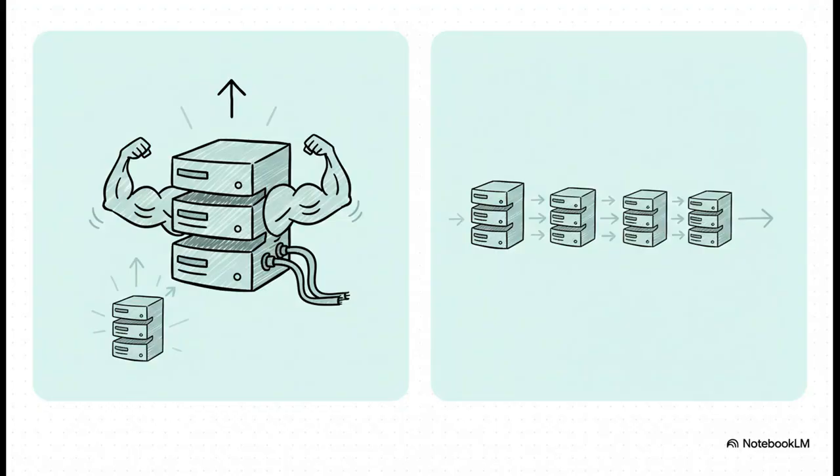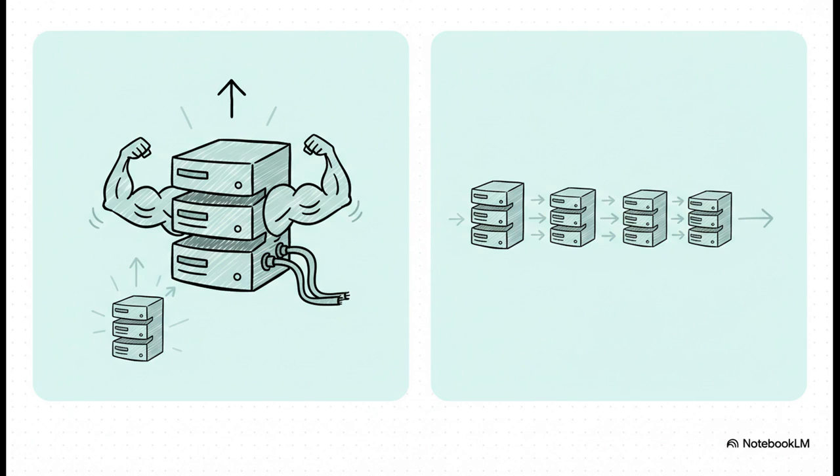Well, we've got two main ways to tackle this. The first is called scaling up, or vertical scaling. That's where we just make our one server more and more powerful. More CPU, more RAM, the works. But there's a ceiling to that. And worse, if that one super server fails, everything goes down with it. That's a single point of failure.